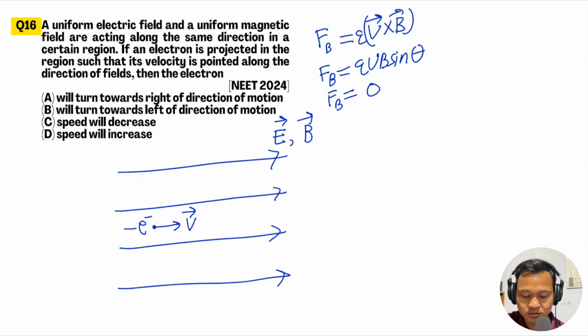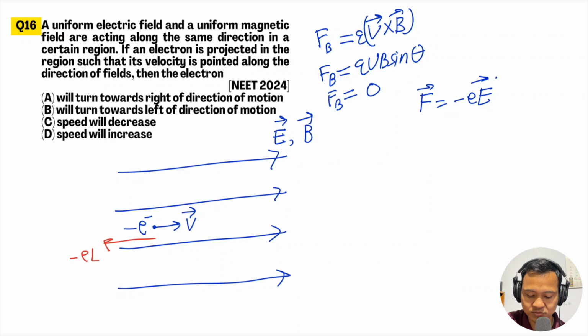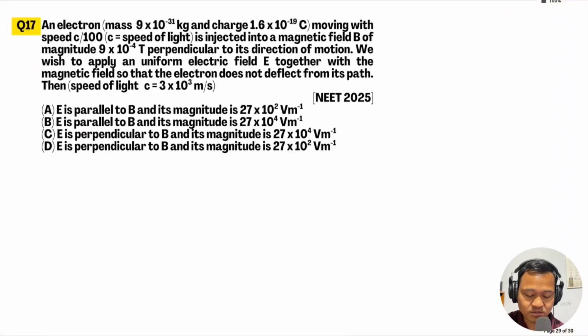Now the electric force: it is Q into E, but since it is a negative charge, it is minus Q into E, which means the force is opposite to the electric field. So as you go along this direction, there is a retarding force in the opposite direction, so the speed decreases. That is the answer: speed decreases. Okay, you have a last question.